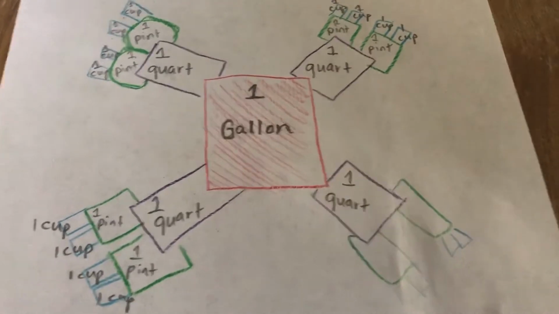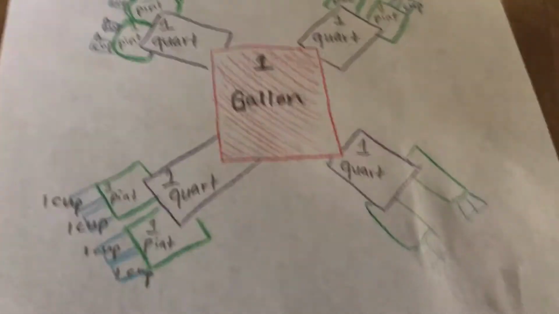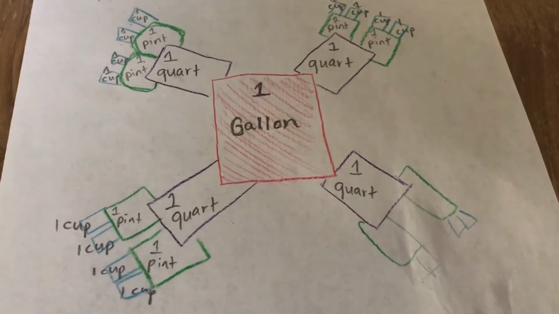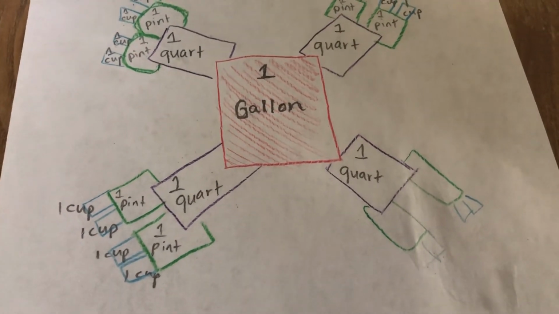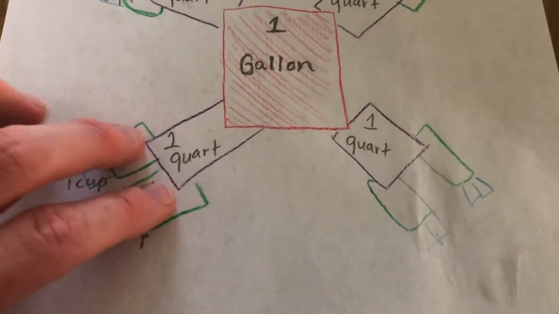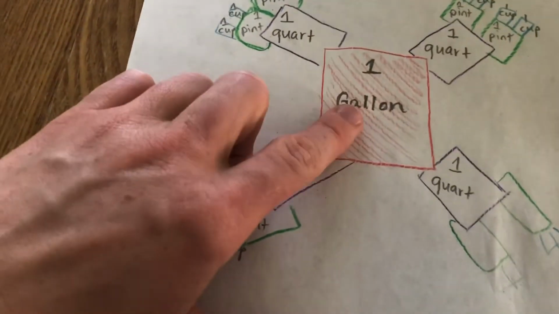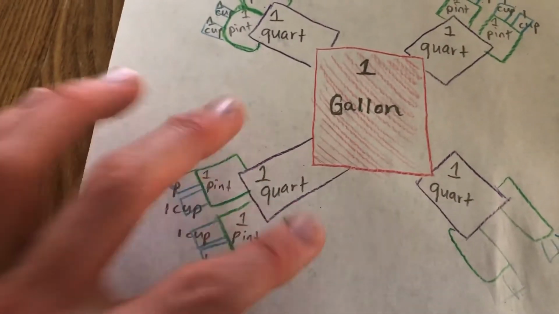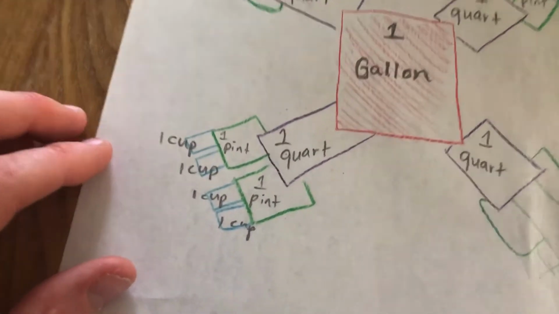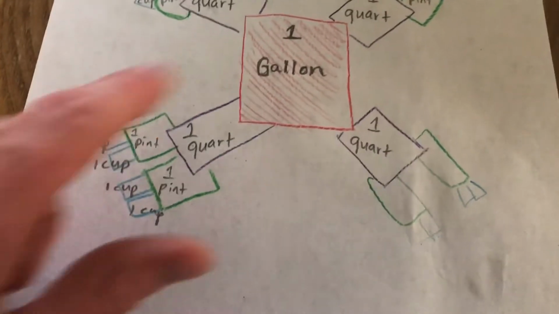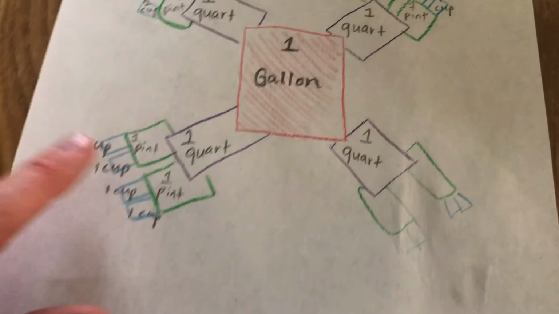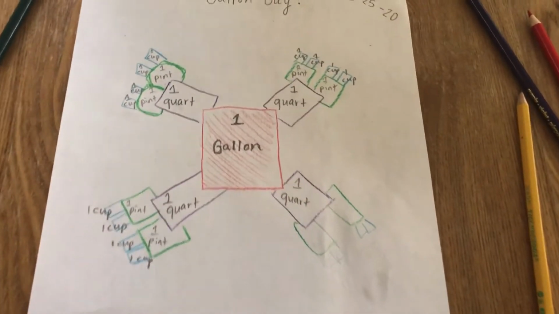Okay, so what I really like about the gallon guys is that then you can see how many pints are in a gallon: 2, 4, 6, 8. There are 8 pints in 1 gallon. We can see that from our gallon guy. Okay, and then you could even look at how many cups were in a quart, or how many cups were in a gallon.